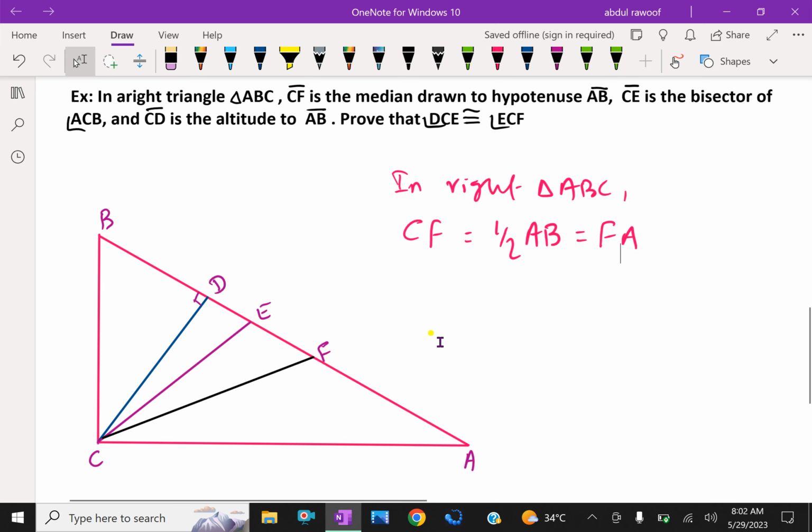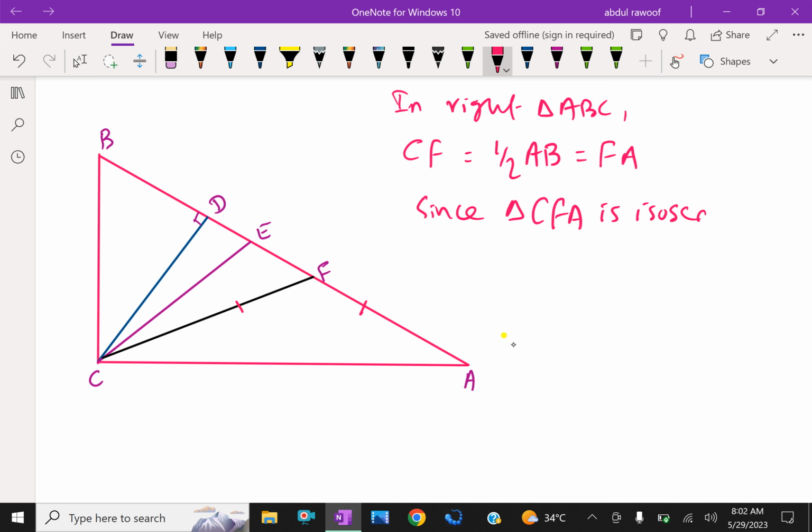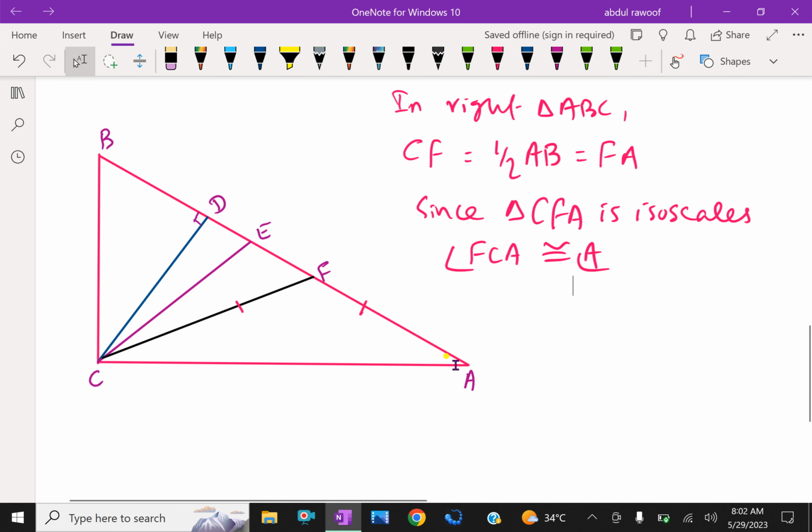Since CFA is isosceles, here triangle CFA is isosceles, therefore angle FCA is equal to angle FAC, that is angle A. These two base angles are equal.